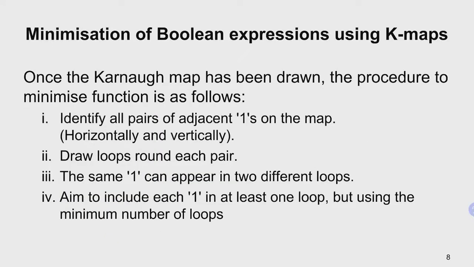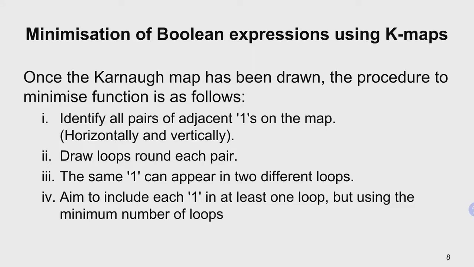So next we want to look at how we can minimize Boolean functions using a K-map. The whole objective of using K-maps is to minimize the functions. So once we have drawn out the K-map, the procedure to minimize the functions is as follows.